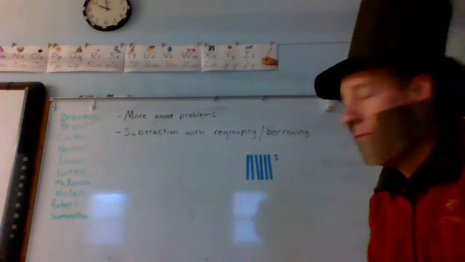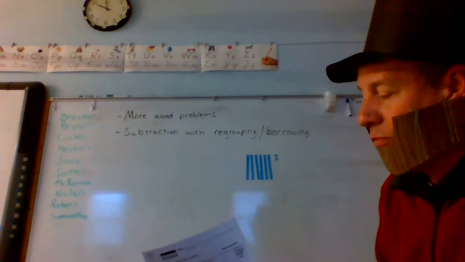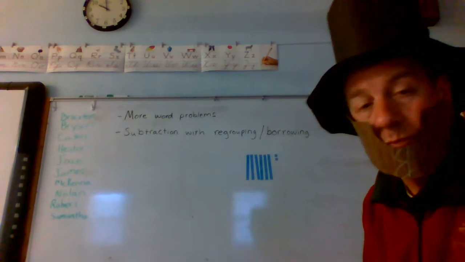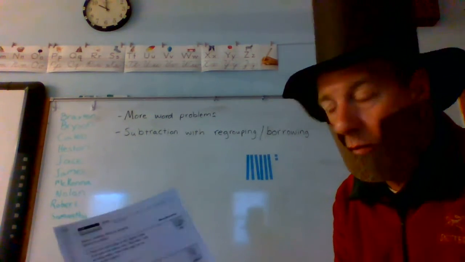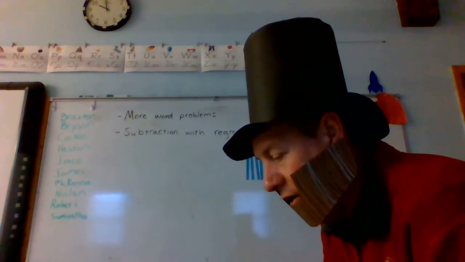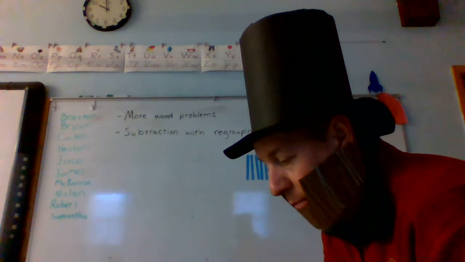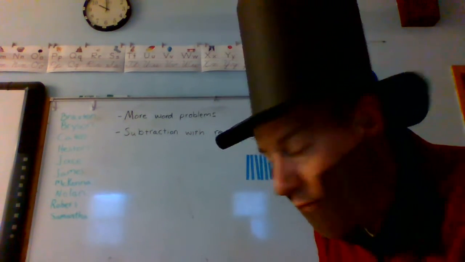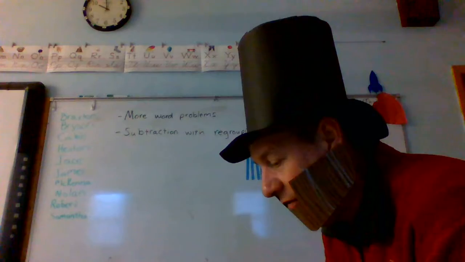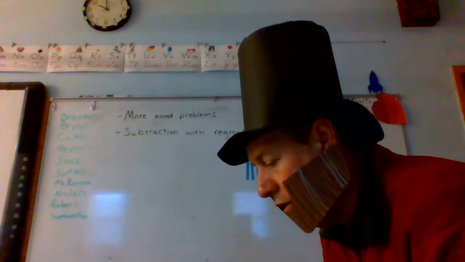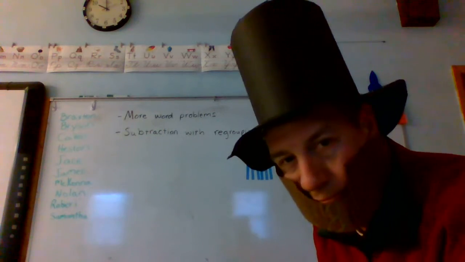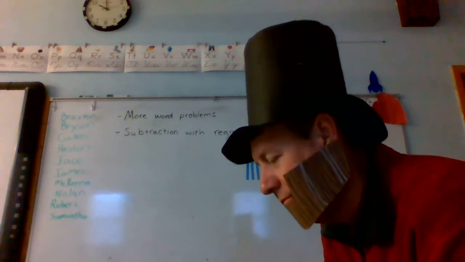Anyway, here we go. So we have more word problems. This first one, and this is the work for Monday. There are some pigs on Mr. Smith's farm. 8 of them are eating corn. The other 7 are drinking water. How many pigs are on Mr. Smith's farm?